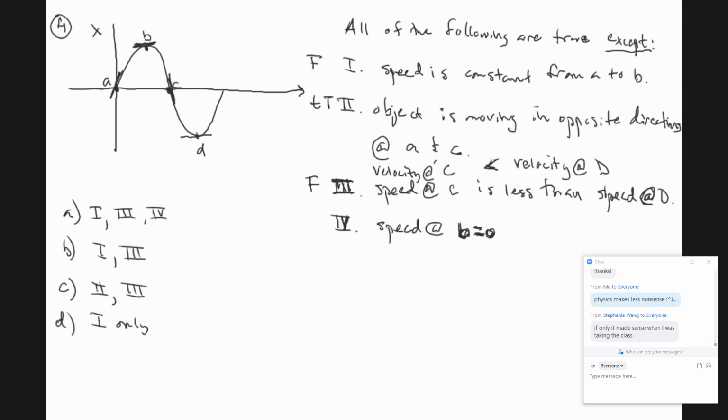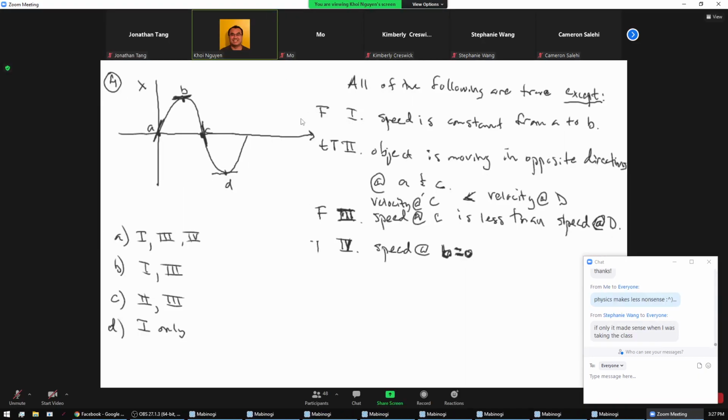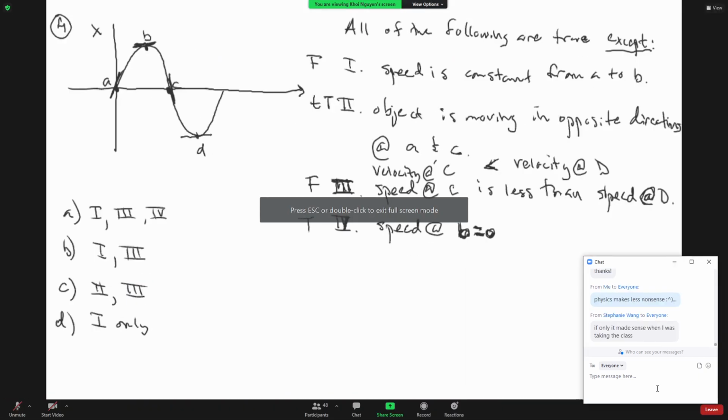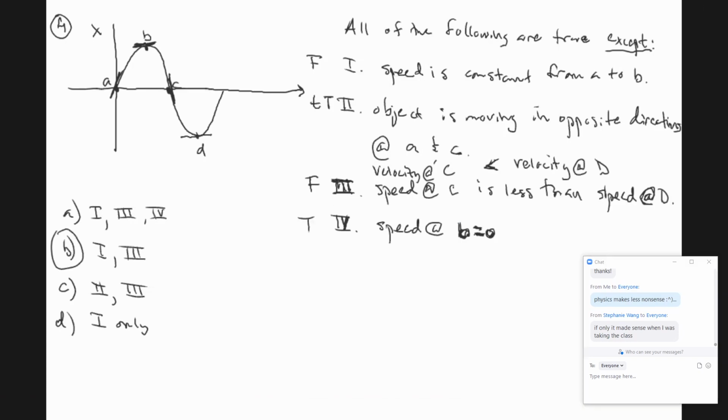So the final answer is B, because this is also a true statement. Speed at B is equal to 0. So the false statements are 1 and 3. So B is the correct answer. Okay.